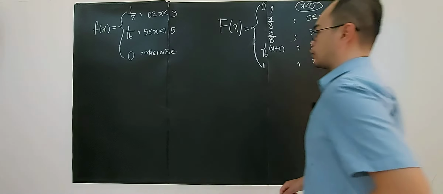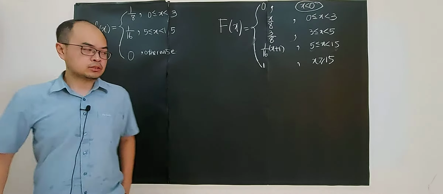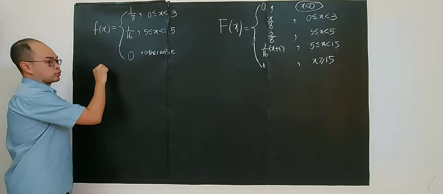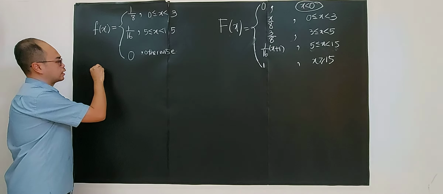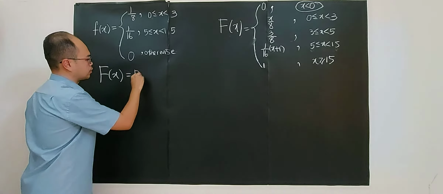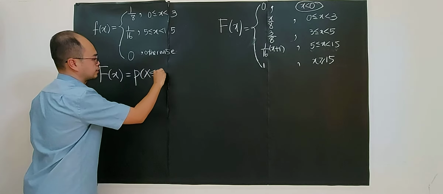Before that, you have to understand this concept here. This is very important. You have to understand that the capital letter F(x), the cumulative distribution function, is defined to be the probability of X less than or equal to x.